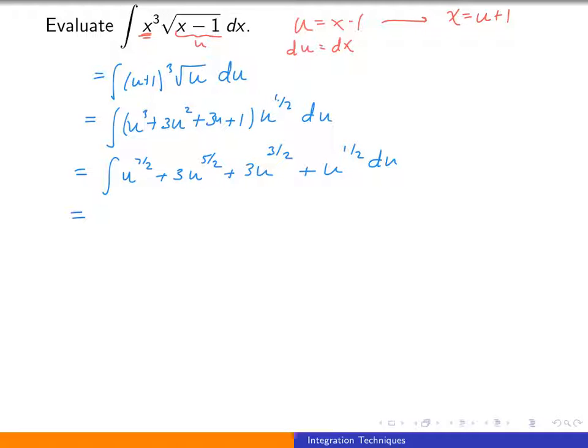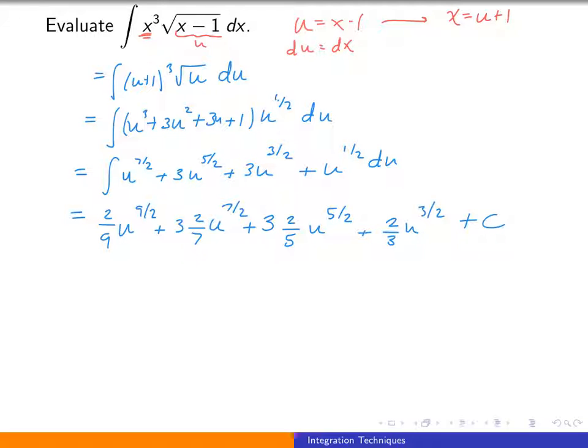Anti-differentiating u to a power is about as good as it can get for us. So the antiderivative of u to the 7/2 is 2/9 u to the 9/2 plus 3 times the antiderivative of u to the 5/2. So that would be 2/7 u to the 7/2 plus 3 times the antiderivative of u to the 3/2, which would be 2/5 u to the 5/2 plus the antiderivative of u to the 1/2, 2/3 u to the 3/2 plus c.